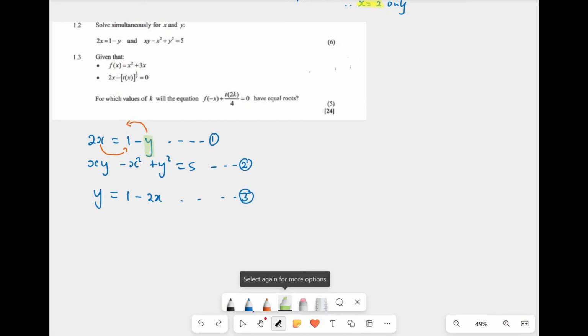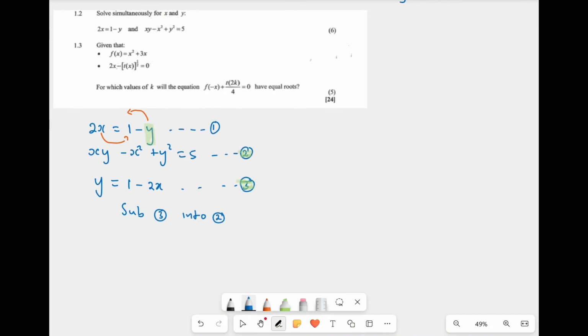I am going to substitute equation number 3 into equation number 2. So sub 3 into 2. Now that means where I see y, I am going to put 1 minus 2x. So I am going to have x, and then where I see y, I replace that y with 1 minus 2x, minus x squared plus, and then there is y again.